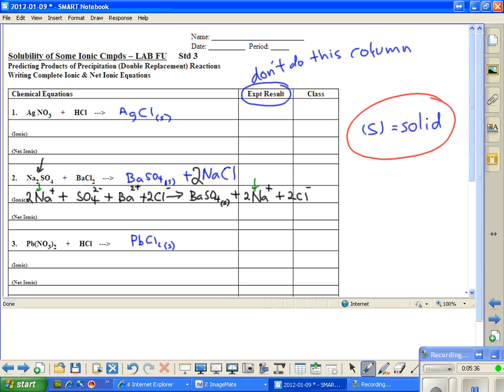Okay? We see a sulfate on the left, but the sulfate on the right is part of a molecule that is a solid, and so we're going to have to bring this guy down, even though he's on both sides. On the right side, he's not an ion, so he's a different kind of dude.